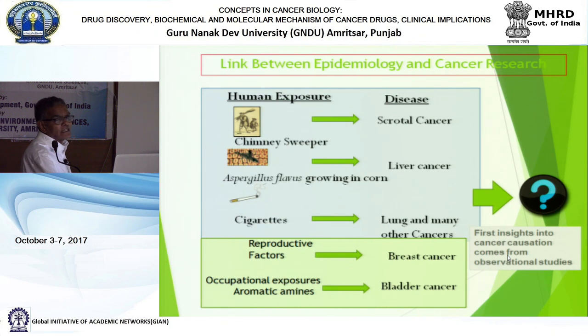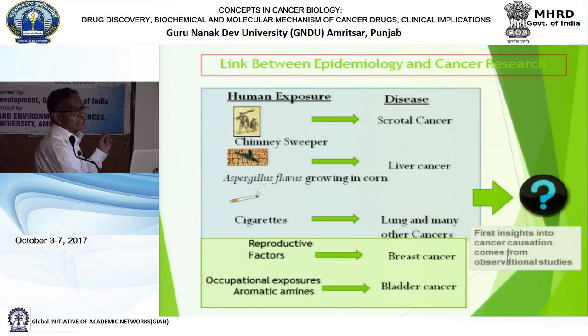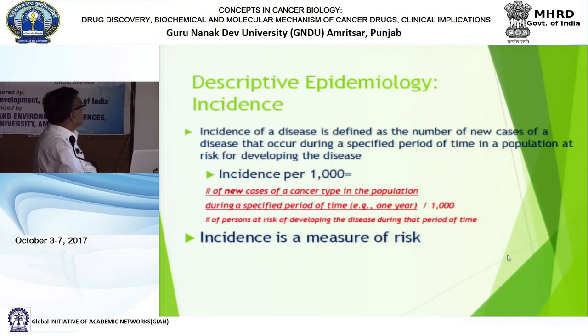Cigarette smoking and lung cancer is a huge issue, and that is very well established, and I'll show you some pictures of that. But lung cancer and cigarette smoking is totally epidemiologically based. The reproductive factors and breast cancer, we'll be talking about when I talk about hormones, and the occupational aromatic amines and bladder cancer. So descriptive epidemiology, if you look at the incidence, you are talking about two things there.